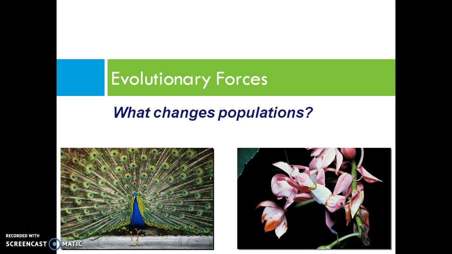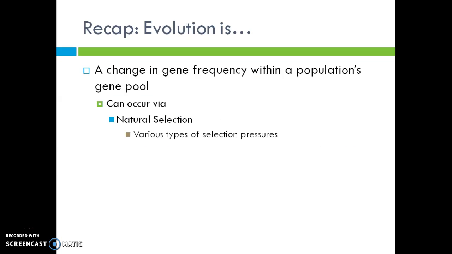So we know that evolution is going to be a change in population over time. What actually changes in those populations though, and why do those changes take place? So a little bit of recap. So change in a gene frequency, so what traits are available in a population, that's what's happening with evolution.